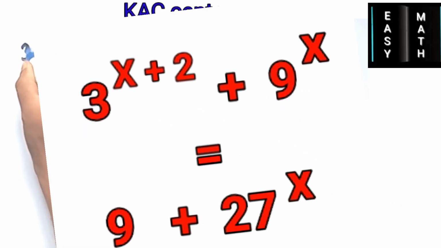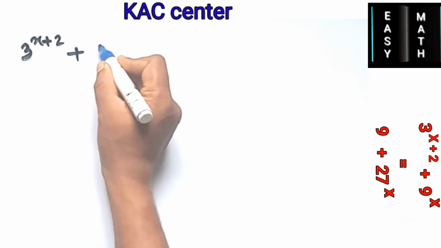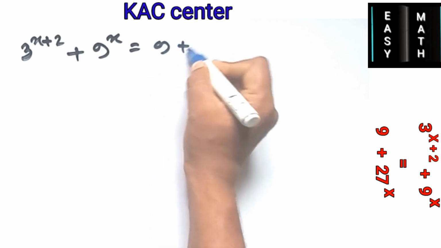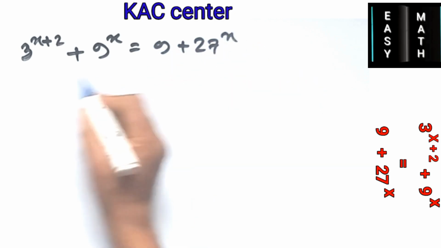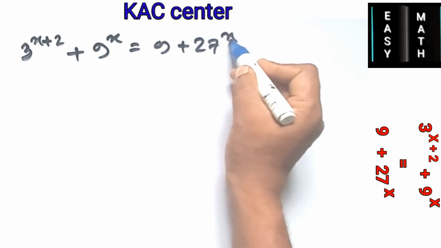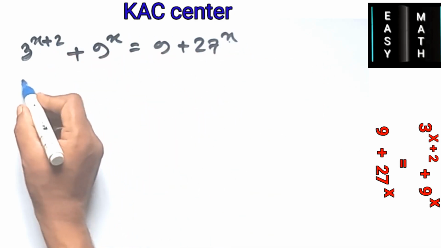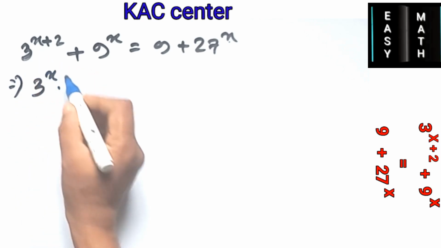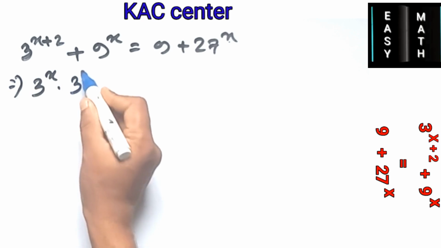3 to the power x plus 2, plus 9 to the power x, is equal to 9 plus 2 to the 7. So find the value of x. How? First we can write this 3 to the power x, and this we can write 3 squared.